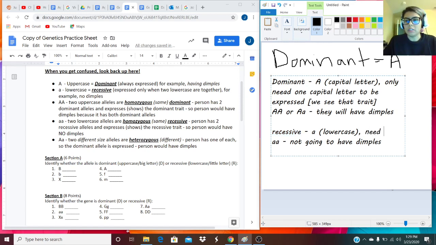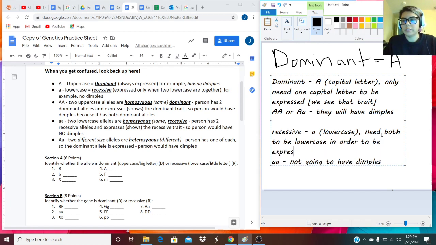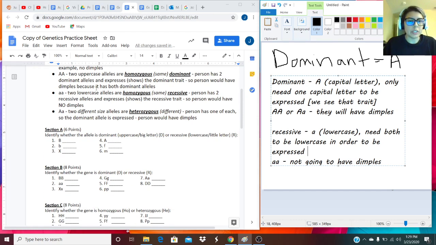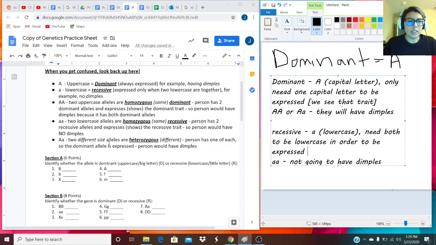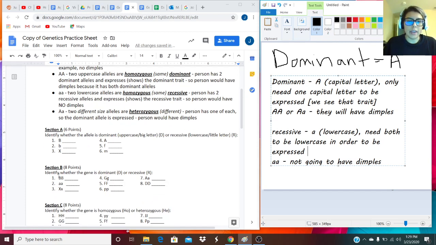We need both to be lowercase in order to be expressed. Again, the word expressed just means that we see that trait. So the next part is, let's take this information and apply it to section A and B.